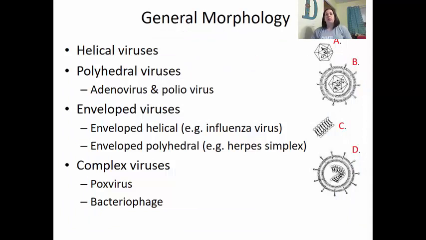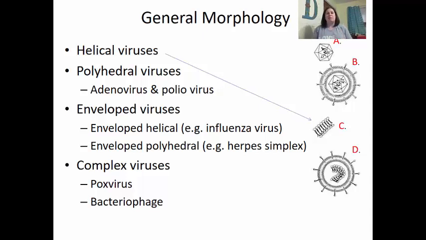So let's look at the general morphology of a virus. There are different types of viruses. There can be what we call helical viruses. Helical viruses are long rods. They can either be rigid or flexible. Some examples of helical viruses are things like rabies, Ebola, and hemorrhagic fever.